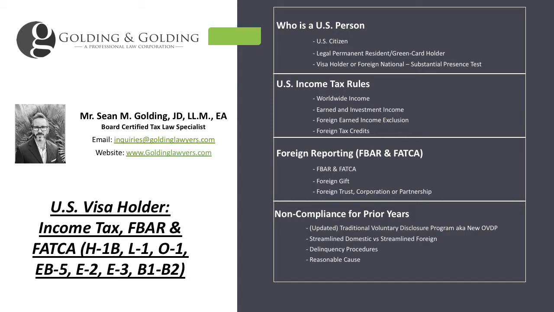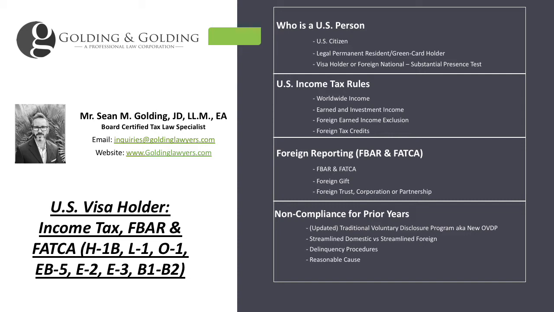So it's common for someone who's a U.S. citizen, of course, to know they have an income tax and reporting requirement. It's a little less common for legal permanent residents or green card holders, depending on how long they've been in the U.S., even outside of the U.S. But visa holders kind of get it the worst because a visa holder is not always treated as a U.S. person. A visa holder is only treated as a U.S. person in a year they meet the substantial presence test.